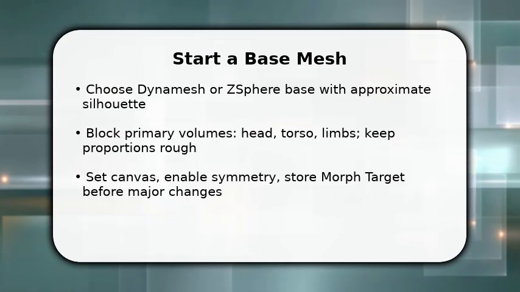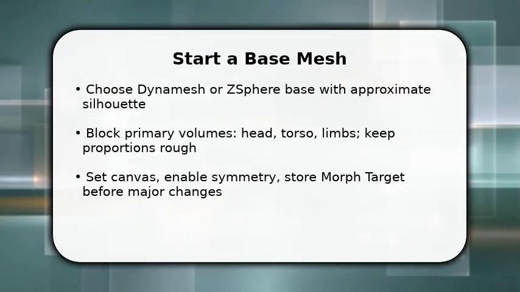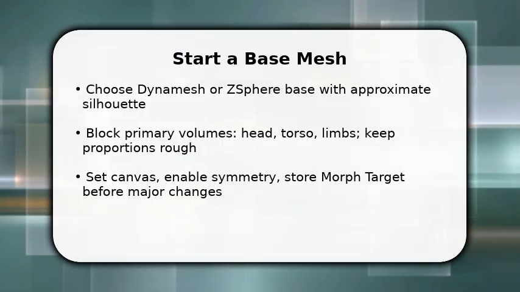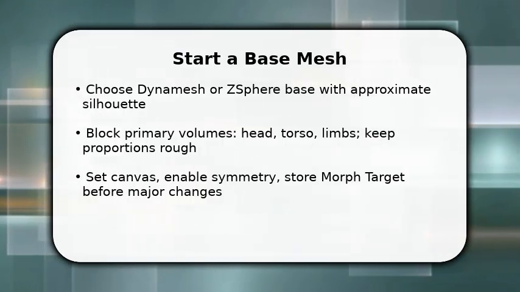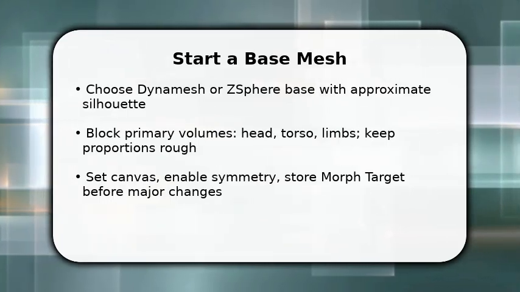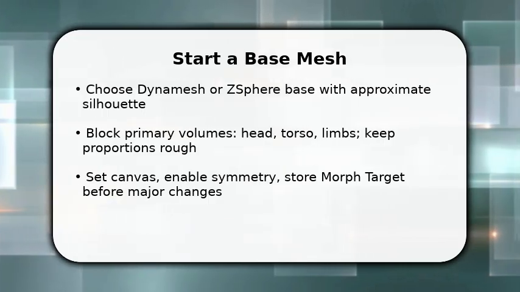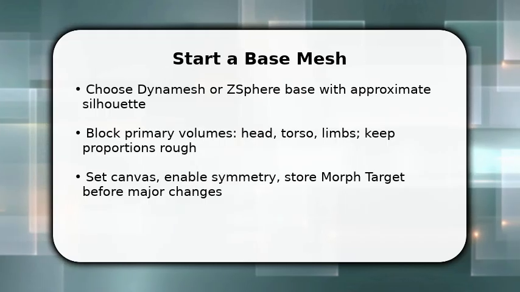You begin by creating a clean base mesh. Pick Dynamesh for sculpt-friendly topology or Z-spheres for procedural basing. You want broad volumes first, so block head, torso, and limb masses quickly to lock proportions. Once the silhouette reads, enable symmetry and store a morph target so you can compare iterations.